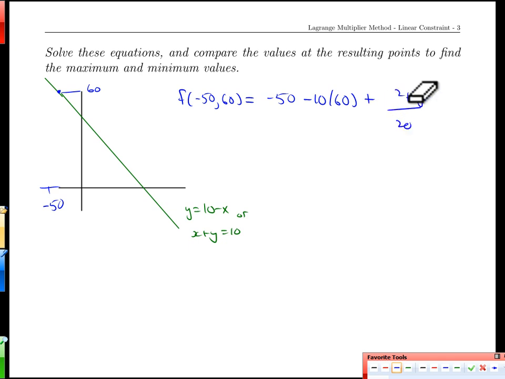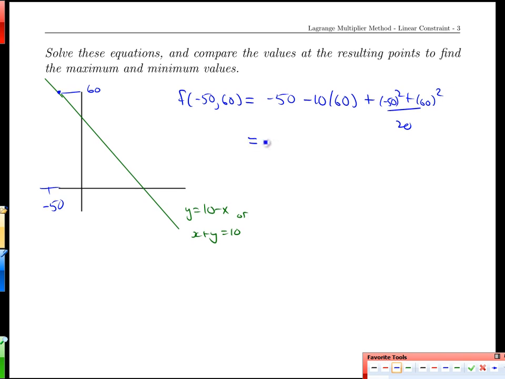And now we have x and we have y. Our x is negative 50, our y is 60, and there we go. Negative 345. Okay, so what does that tell us? It tells us that the surface height at this point here, x, y, gives us a z, or a height, of negative 345, so well below the plane here. We can imagine it going down into the page.